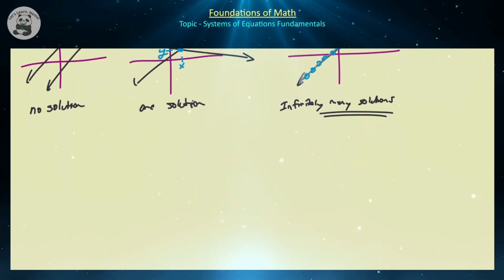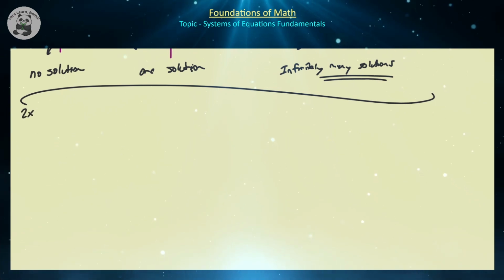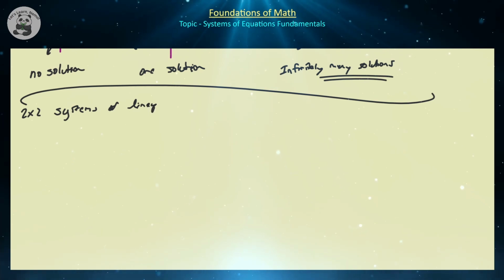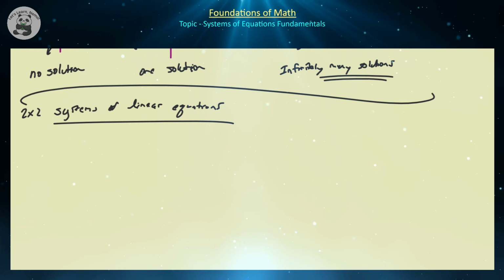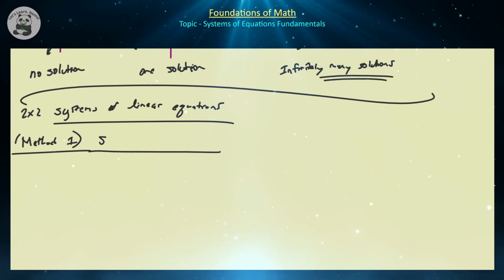So let's go through a few variations of solution strategies that you can actually use for 2 by 2 systems of linear equations. You can use some of these strategies for other equations, 3 by 3 systems of linear equations, and also nonlinear equations as well, right? Okay, so the first method, method 1, is probably the simplest in terms of how to understand it. This is called substitution.